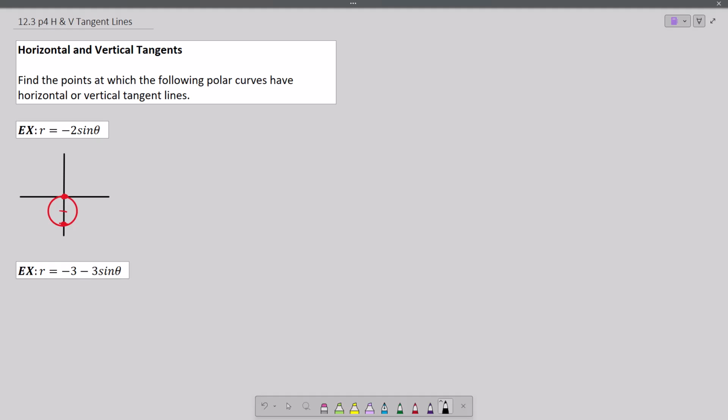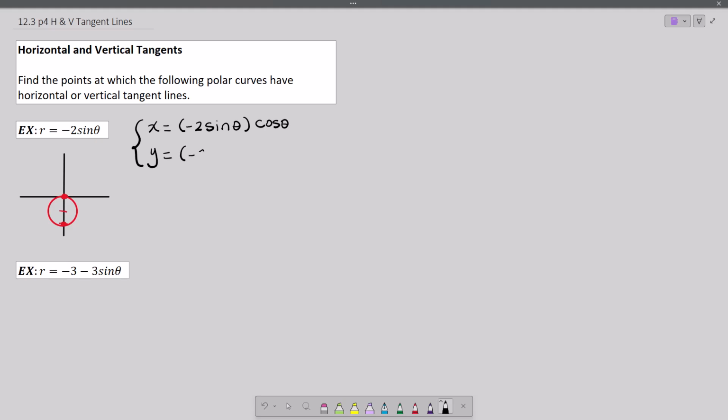Okay, so knowing that it's a circle, we should expect 2 verticals and 2 horizontals. All right, so let's go ahead and do that. So first we're going to convert to parametric. So x is going to be r cosine theta.